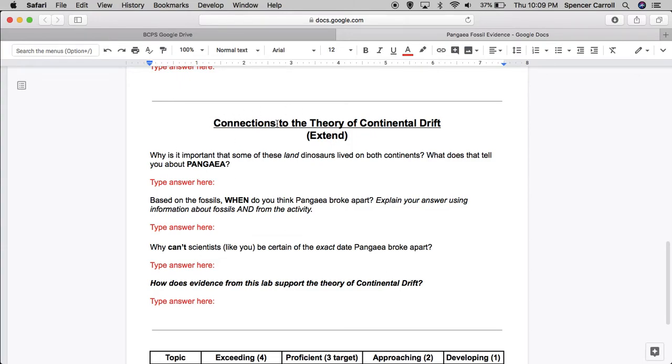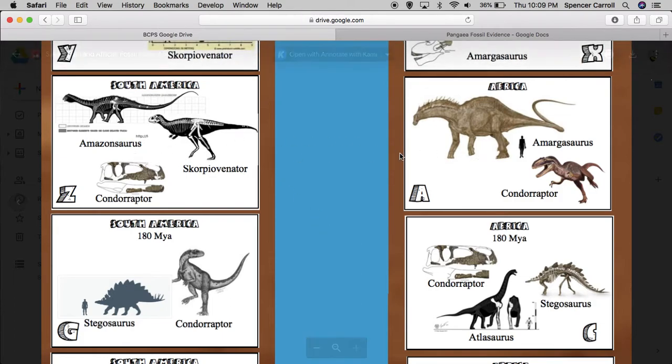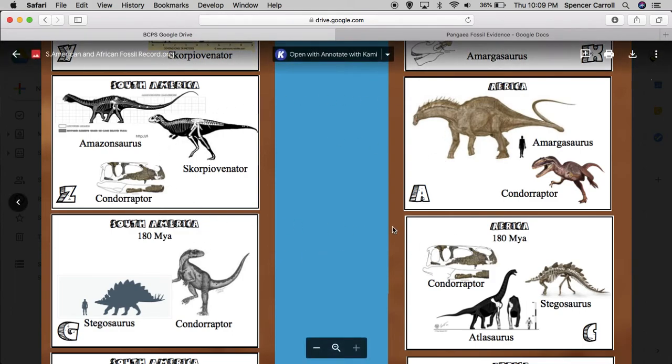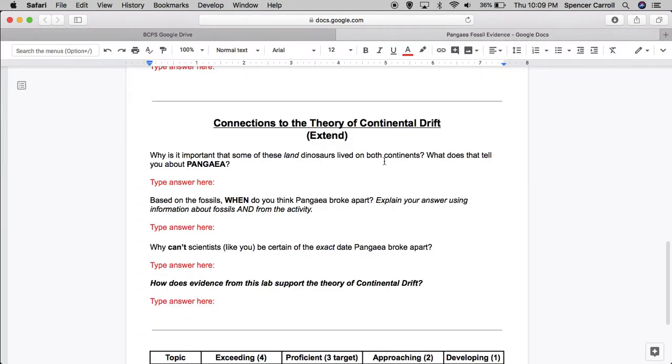Coming down to the extend, these are the questions that really are going to help you understand this idea of Pangaea and continental drift and how the continents may have moved. Number one, why is it important that some of these land dinosaurs, you'll notice none of these are aquatic or swimming dinosaurs, none of these are flying dinosaurs. These are all enormous dinosaurs that could not possibly swim across the Atlantic. So why is it important that some of these dinosaurs are on both continents?